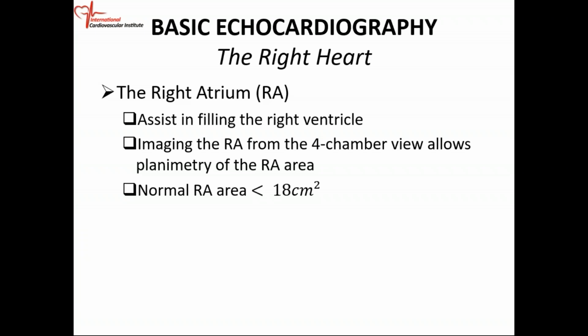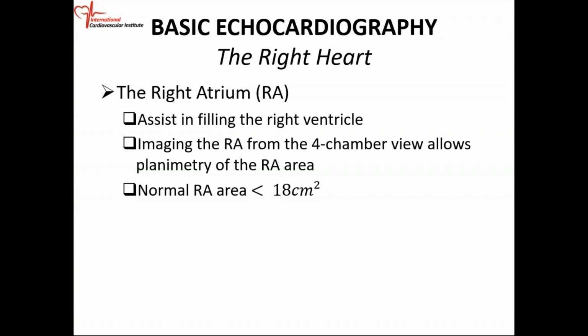So if you remember what the right atrium does, it basically fills with blood so that blood can empty into the right ventricle. So essentially, it's a conduit and a reservoir, so to speak, because blood flows through it in order to get to the right ventricle, and it also contains a certain amount of blood. So it assists in filling the right ventricle. It's going to receive blood from the inferior vena cava and from the superior vena cava.